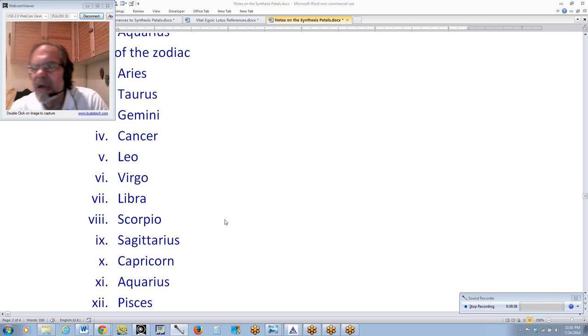Aquarius, we have discussed its universality. It is the major sign here, I think, when we start numbering from the first petal at Aries.